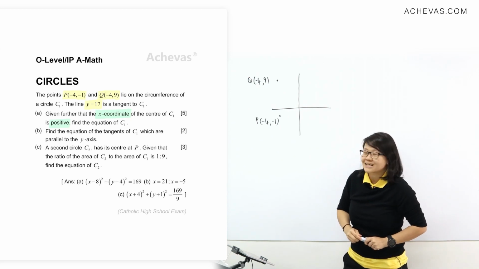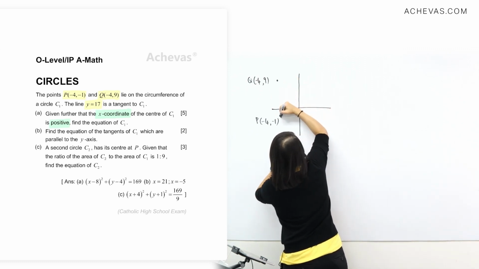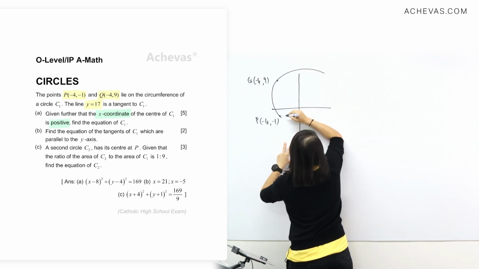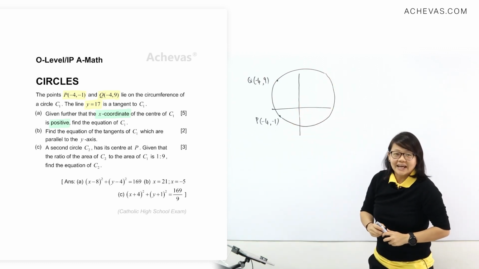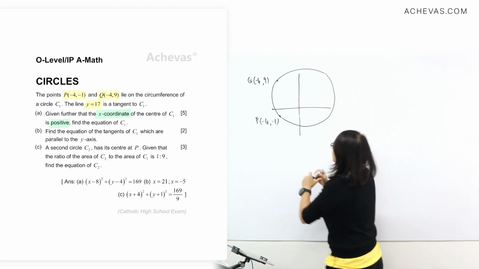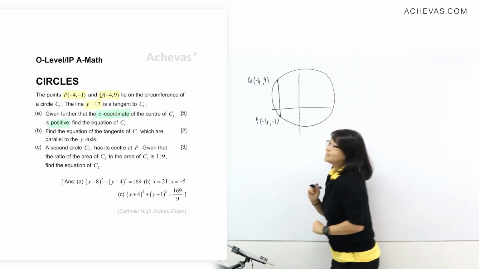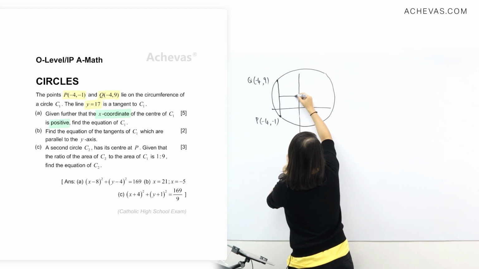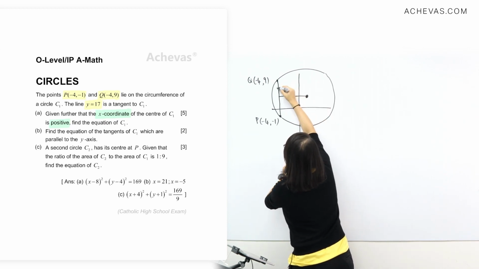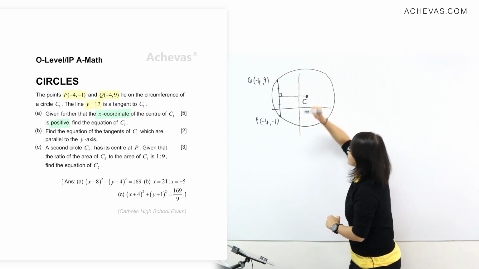So you need to pay a bit more attention. We are given that the x coordinate of the center is positive, so my circle should be around here. Let me draw this one here. Now let's link P and Q together, because this will form a chord. And we all know that the perpendicular bisector of a chord will pass through the center of the circle. So let me put a dot here and label it as C.